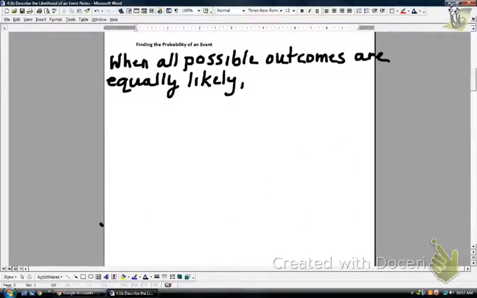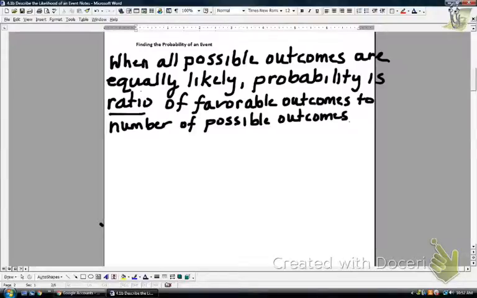How do you find the probability of an event? Well, when all possible outcomes are equally likely, the probability is the ratio of favorable outcomes to number of possible outcomes. Okay, so I have written the definition. Probability is the ratio of favorable outcomes to number of possible outcomes.